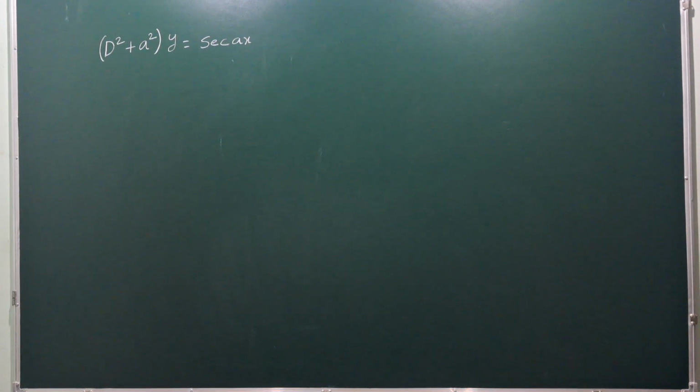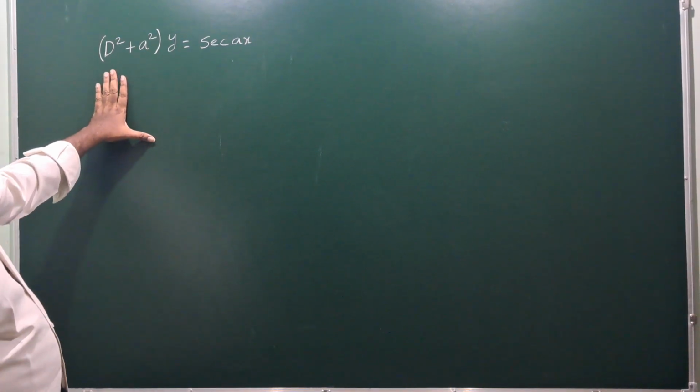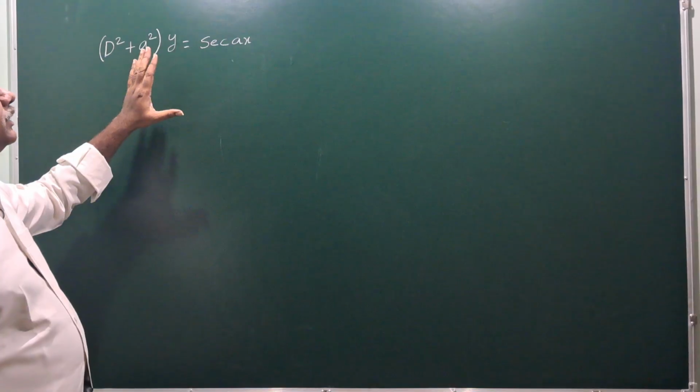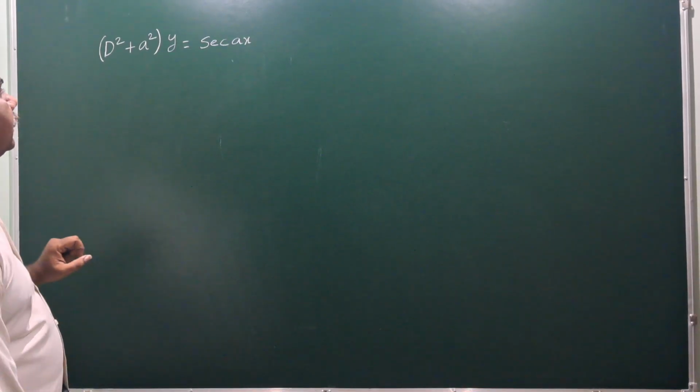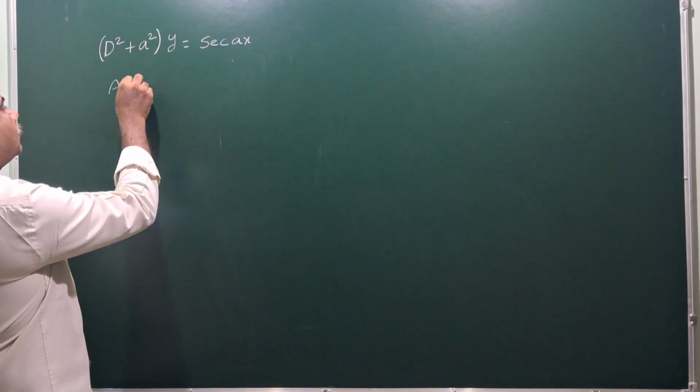Okay, next problem from variation of parameters. The problem is (D² + a²)y = sec ax. We have to find a solution for this differential equation. So first of all, write the auxiliary equation.